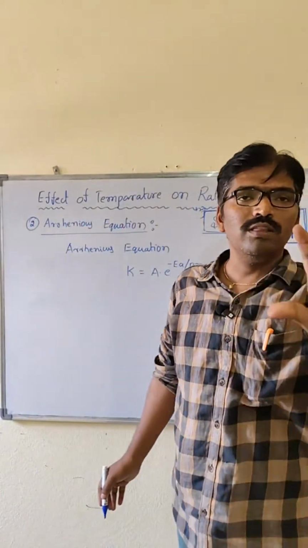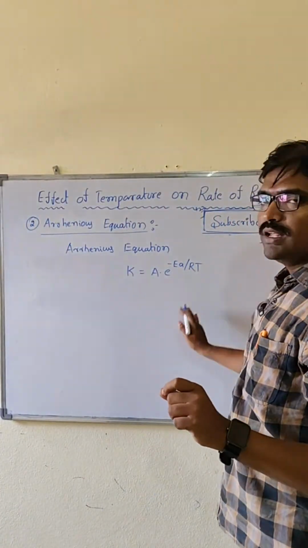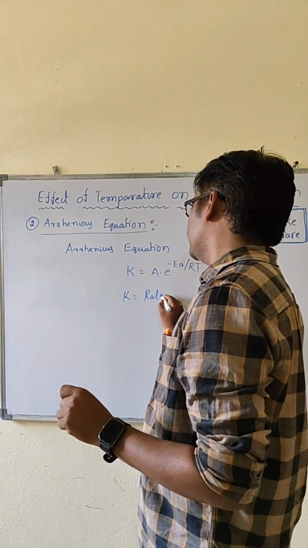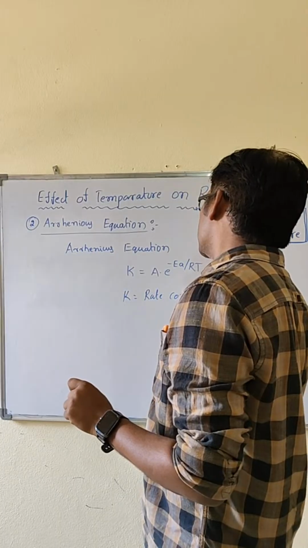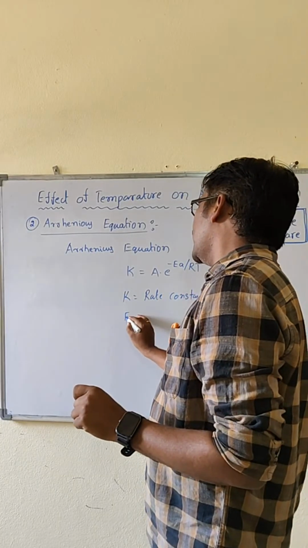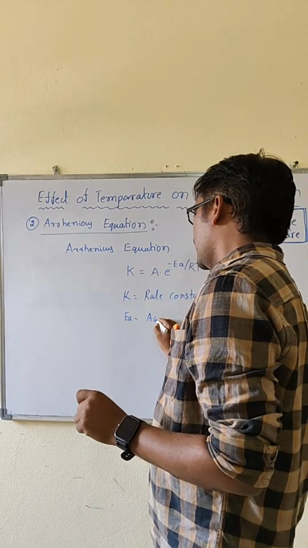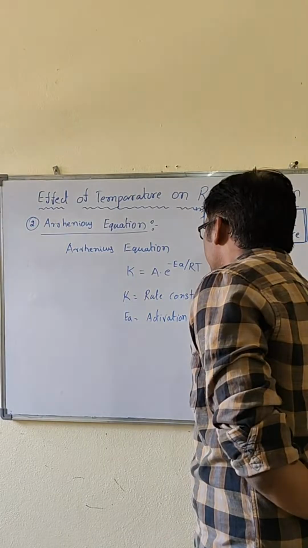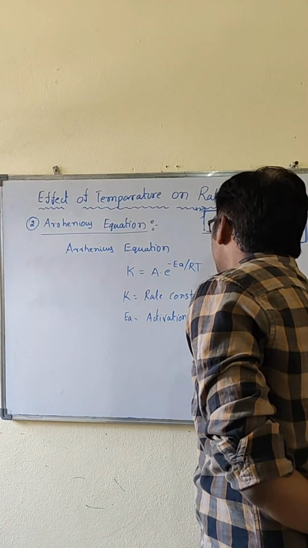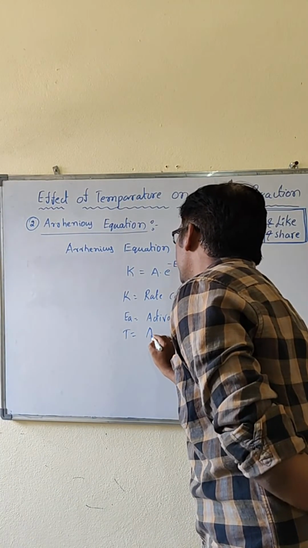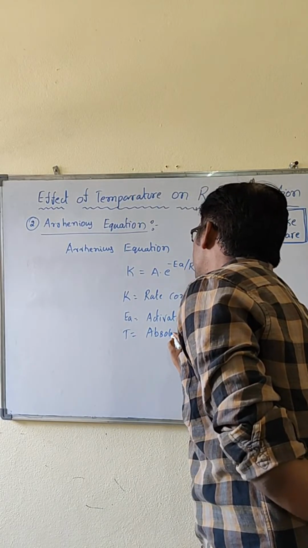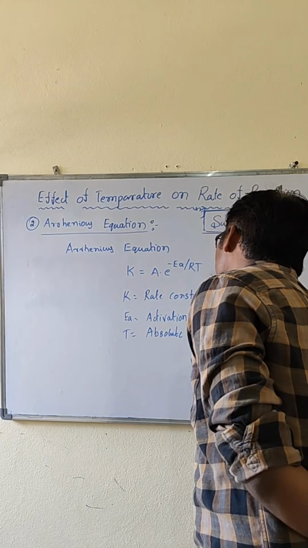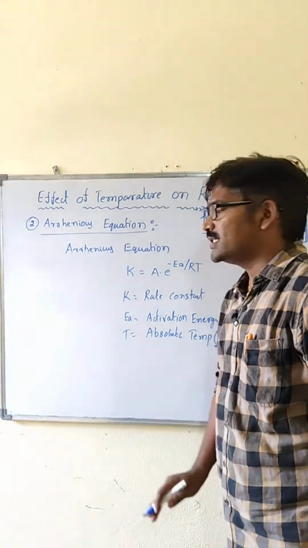In this, I will explain all the factors, whatever terms are there in it. First, K equals rate constant. Then EA, activation energy. T, absolute temperature, nothing but we have to take the temperature in Kelvins, not in degrees Celsius.